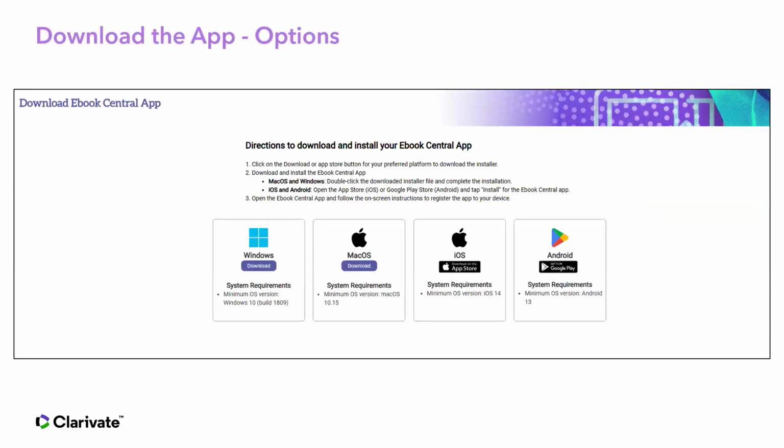So here is the download Ebook Central app page. This shows you where you have 4 options for downloading the app. So if you want to download it to a Windows computer, if you are on a MacBook, it is available in the App Store for Apple and also in the Google Play Store for Android. So if I were to click on one of those, I'd follow the installation instructions. Those apply to personal devices as well as managed devices without restrictions set.